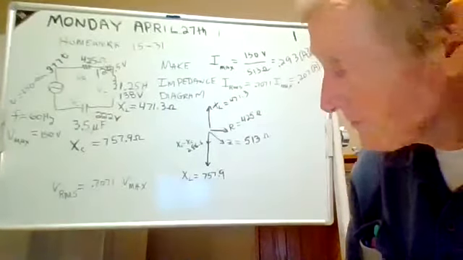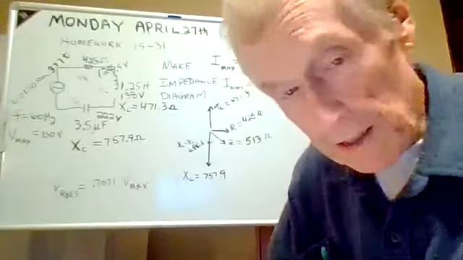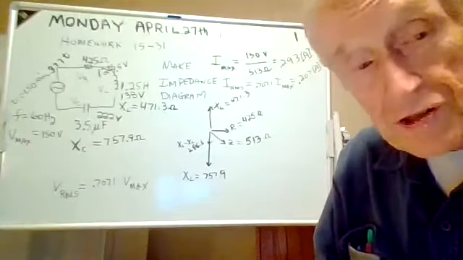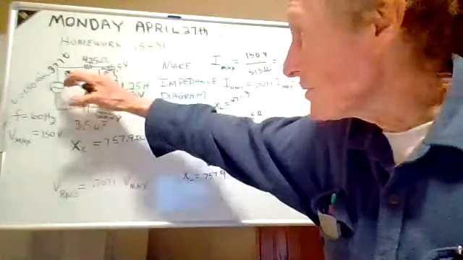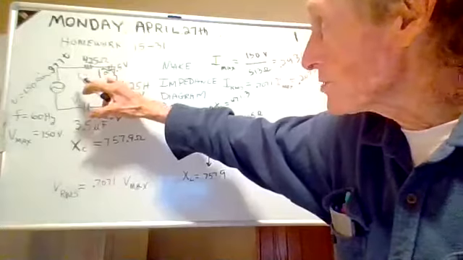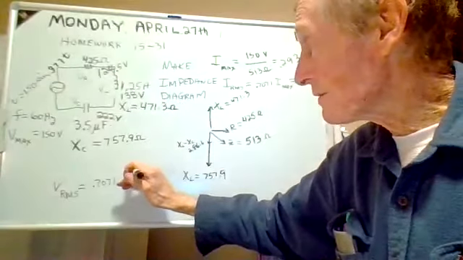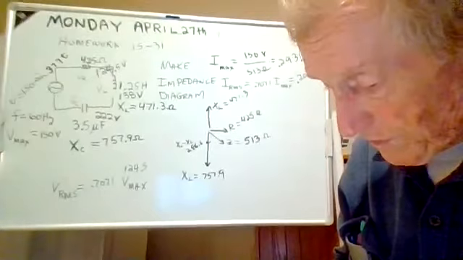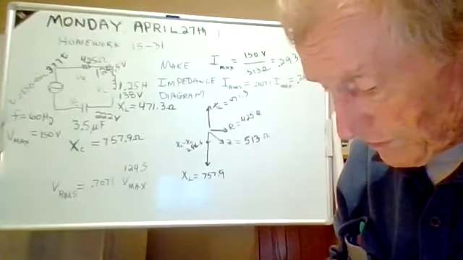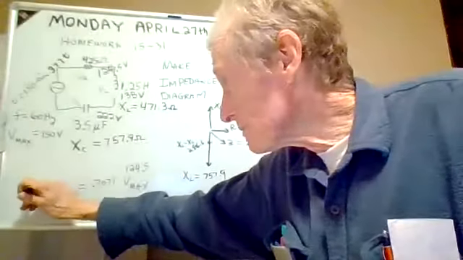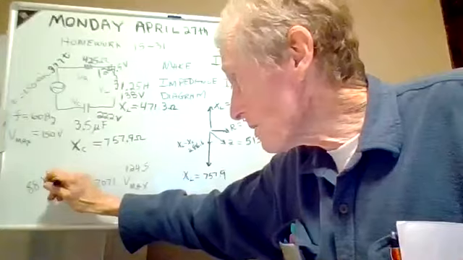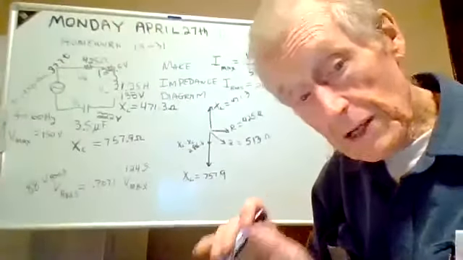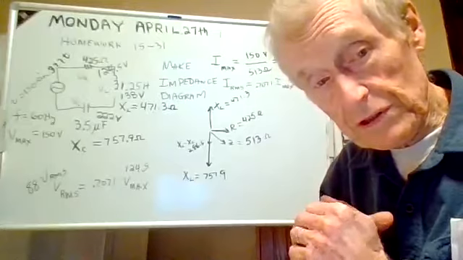If you wanted to get your RMS voltage, now remember that's what you measure with an AC voltmeter. You put an AC voltmeter across this resistor, you will not get 124.5. I'll tell you what you'll get. 124.5 times 0.7071. You get 88 volts. That's 88 volts RMS. You put a voltmeter across this resistor, you will read 88 volts, but it's RMS voltage.